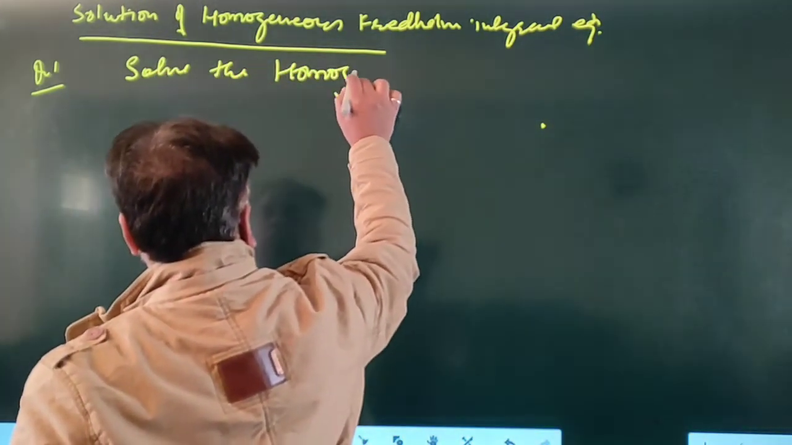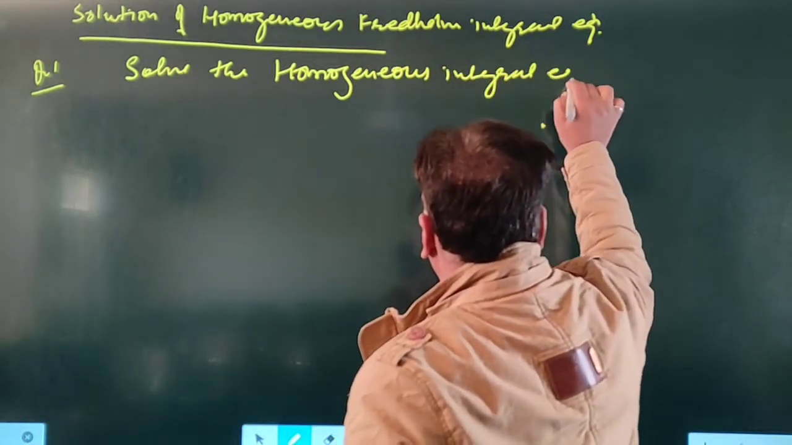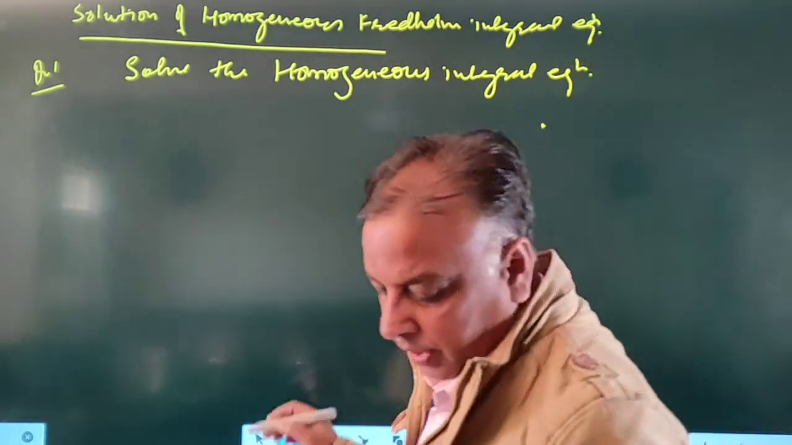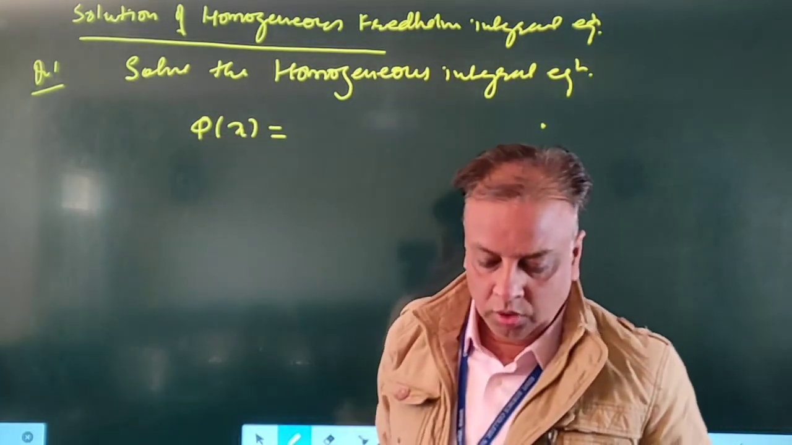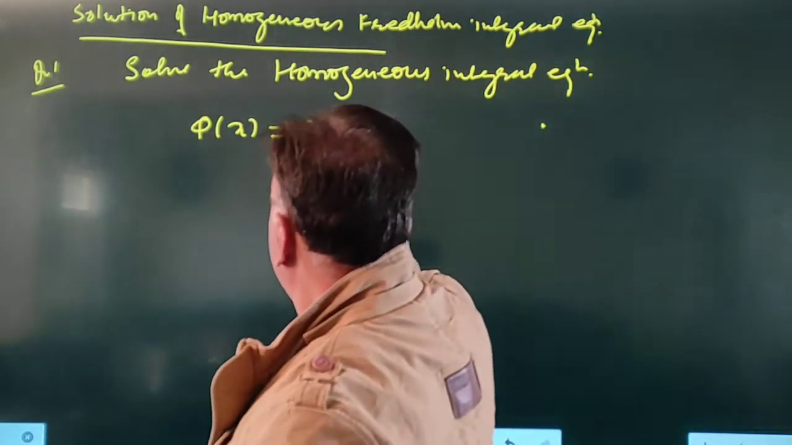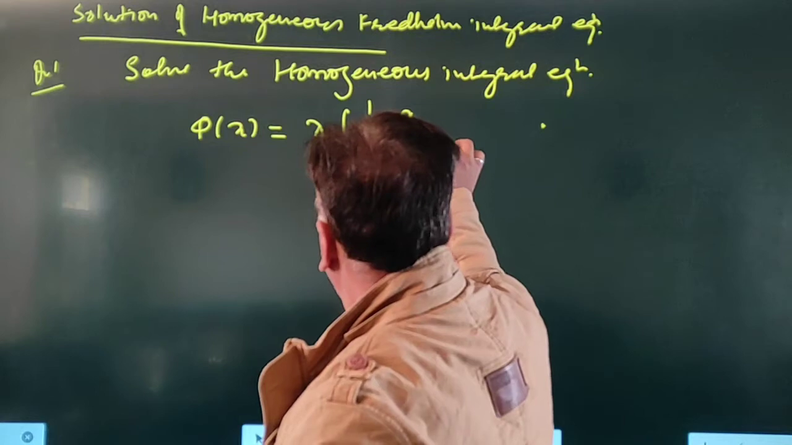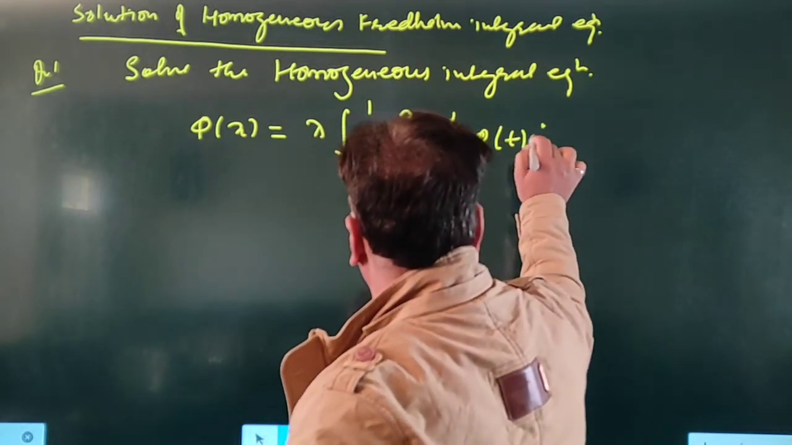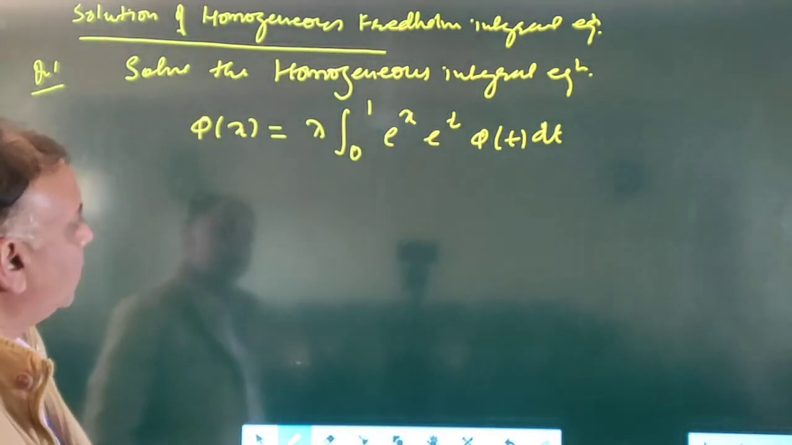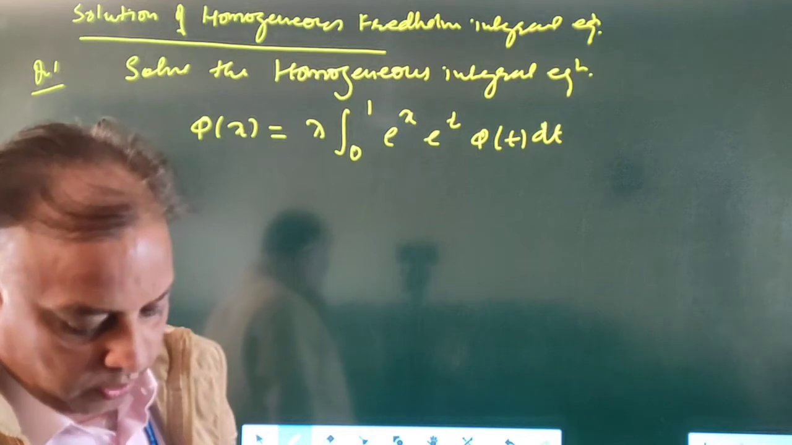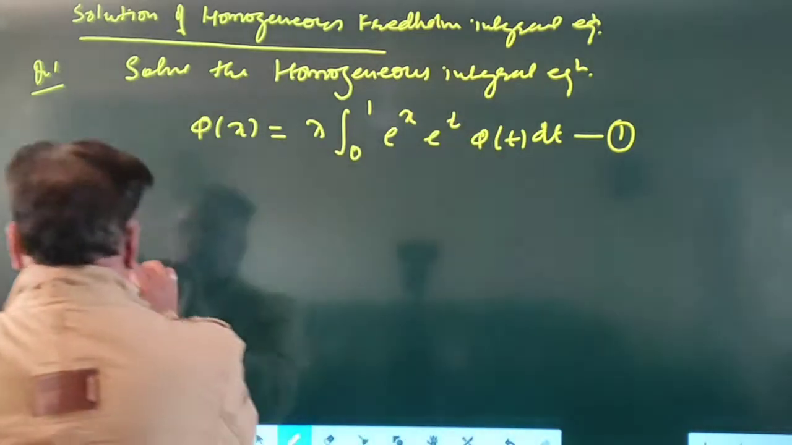The homogeneous integral equation is given as phi x is equals to lambda integral 0 to 1 e raised to x e raised to t phi t dt. The problem is given that phi x is equals to lambda integral 0 to 1 e raised to x e raised to t phi t dt. We have to solve this type of integral equation.